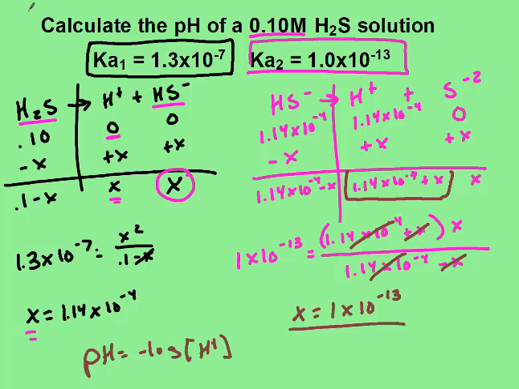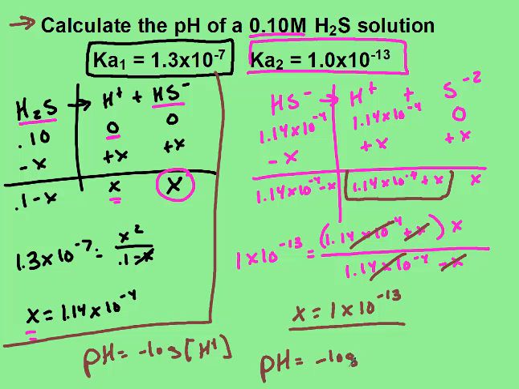That's why if the question only asked calculate the pH of a 0.1 H2S solution, I really only needed to do this part over here and then negative log the 1.14. Doing all of the steps in pink wouldn't help me with my answer because I'm going to produce such a small amount of hydrogen that that addition is going to be negligible. So my pH, I'm going to say, is negative log of 1.14 times 10 to the negative fourth, which will give me 3.94.